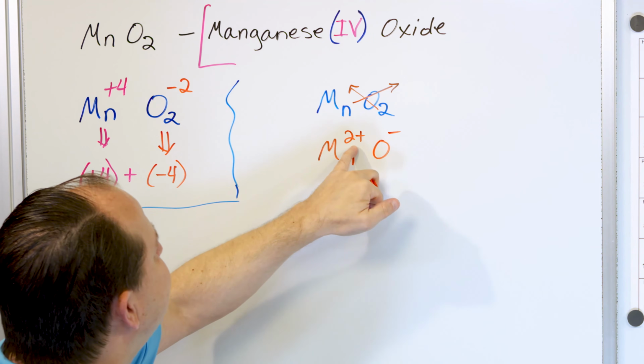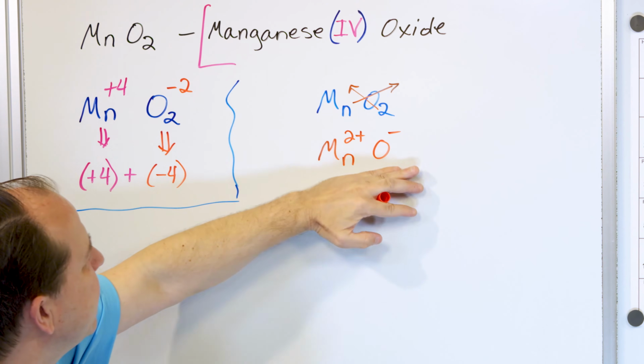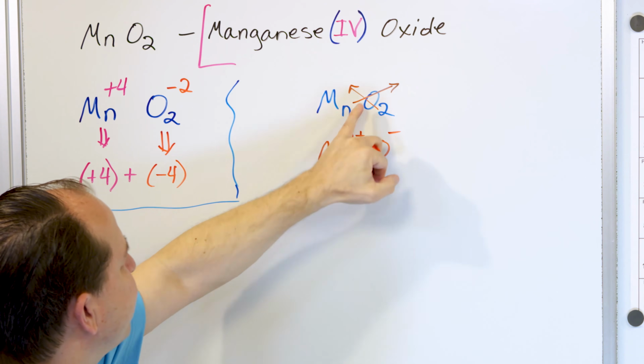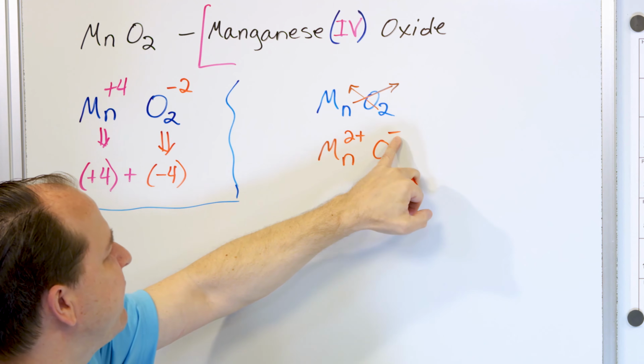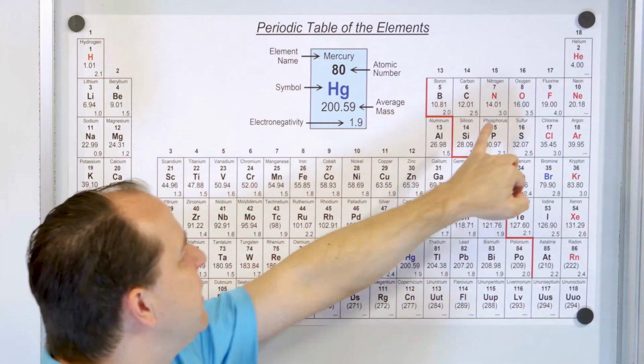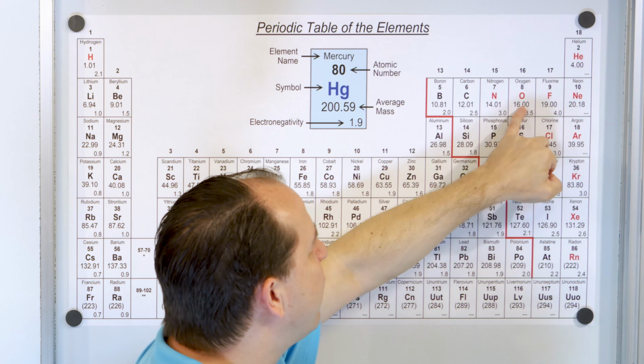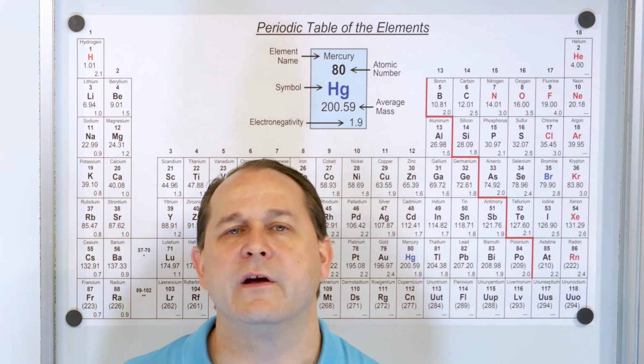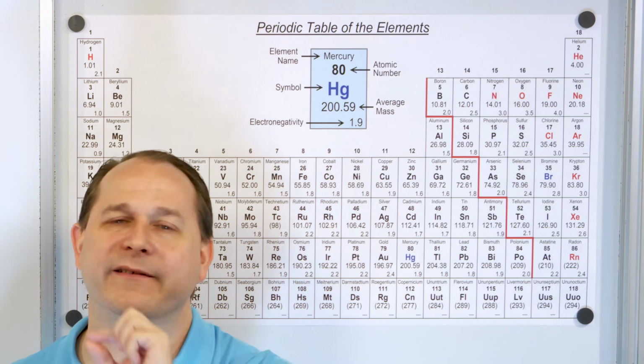And then it's manganese 2 oxide. But do you notice what you did? You're saying, when you do a reverse crisscross like this, that oxygen carries a charge of -1. But oxygen never, ever carries a charge of -1. It always gains 2 electrons. So a reverse crisscross doesn't work.